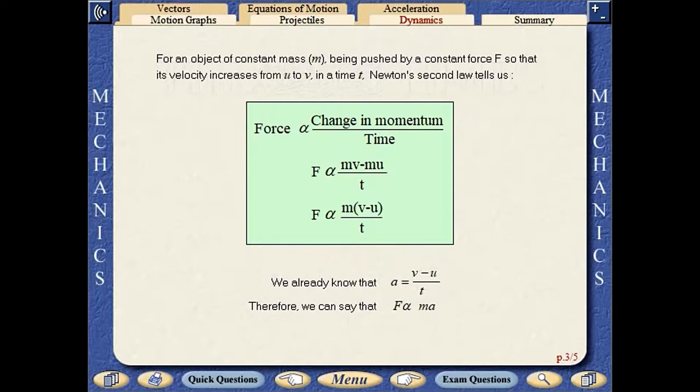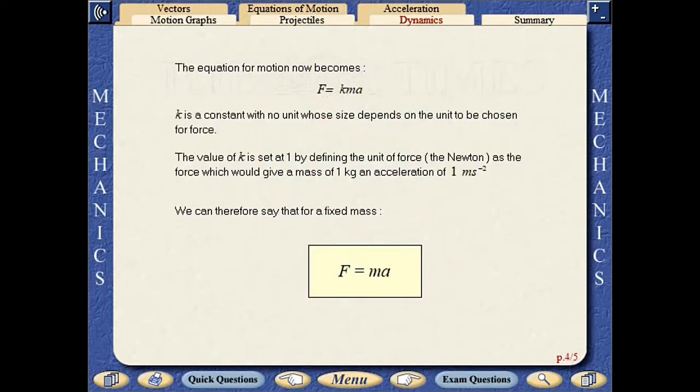For an object of constant mass being pushed by a constant force so that its velocity increases from u to v in a given time, Newton's second law tells us that the force is proportional to the rate of change of momentum. We already know that a equals (v minus u) over t, so we can say that F is proportional to ma. The equation for motion now becomes F equals kma.